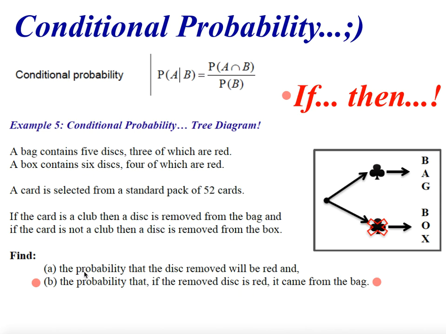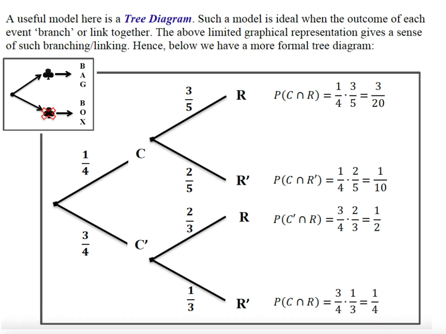So we need to find the probability that the disc removed will be red, which means we could either get that red disc from the bag given we pulled club, or we could get that red disc from the box given we don't pull club. And then the new thing that's highlighted in red deals with conditionality. We have to find the probability, given the removed disc in our hand, if you will, is red, what's the chance that it came from the bag? So let's pull all of this apart. Here is a nice structure.